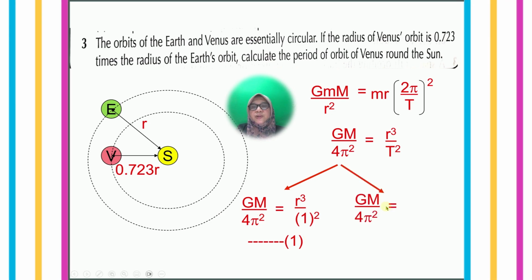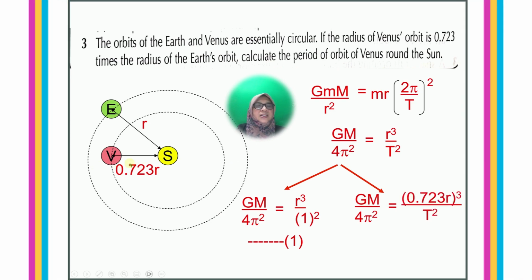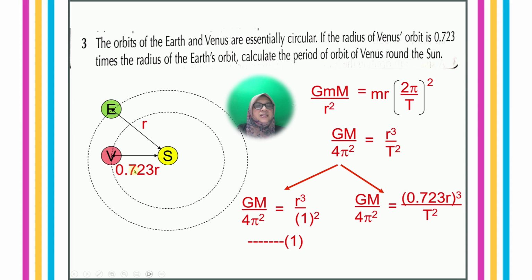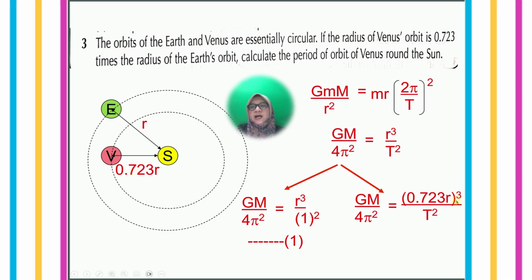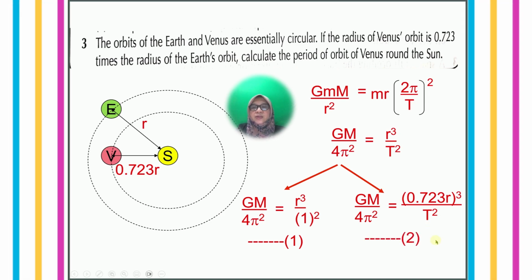And then for equation 2, GM over 4 pi squared is a constant. Okay, this is for Venus, the distance is 0.723 r, in brackets, cubed, because the equation has r cubed, and then divided by the period that we are going to find. So this is the period of the Venus that we are going to find. So this is equation 2.